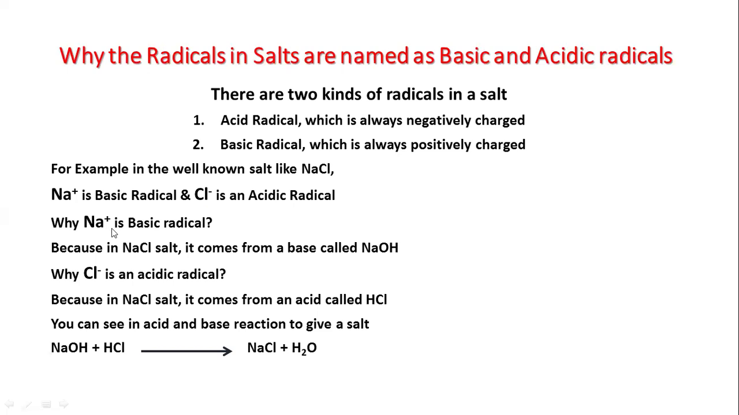Why is sodium plus a basic radical? Because in sodium chloride salt, it comes from a base called sodium hydroxide. Why is chloride an acidic radical? Because in sodium chloride salt, it comes from an acid called HCl. You can see in the acid and base reaction to give a salt, when sodium hydroxide reacts with HCl, we get sodium chloride salt and water.